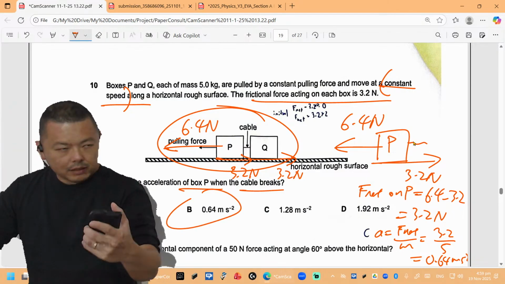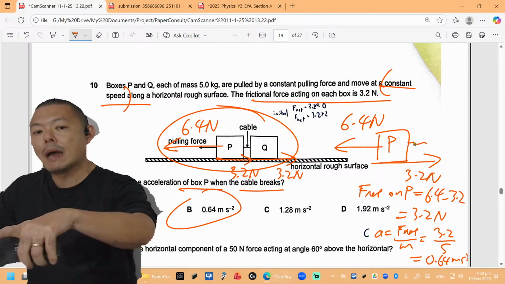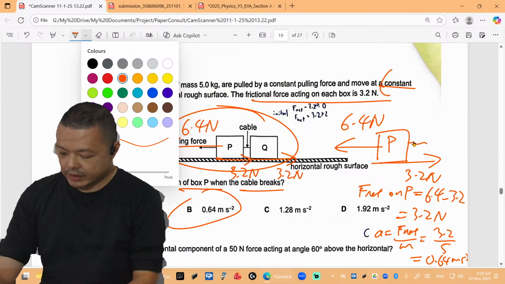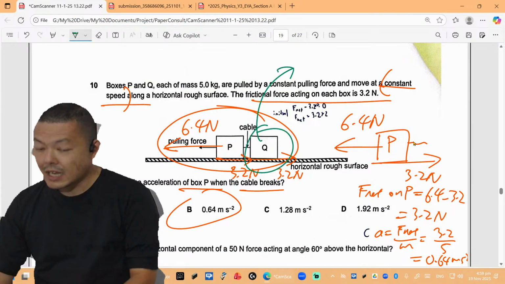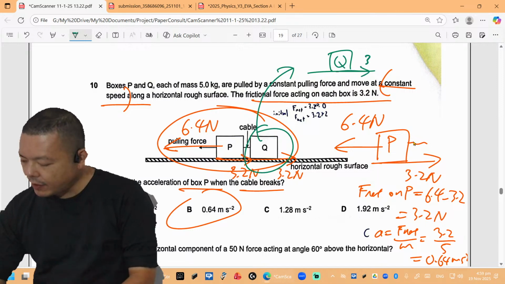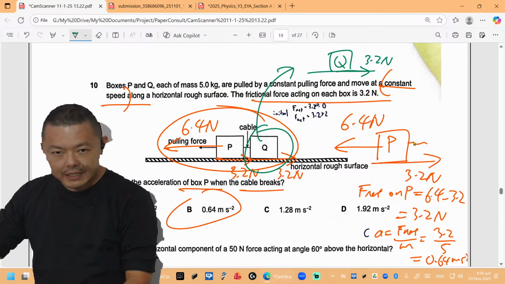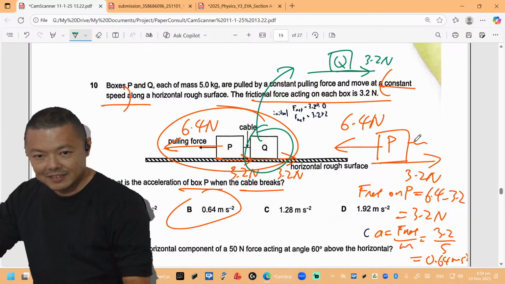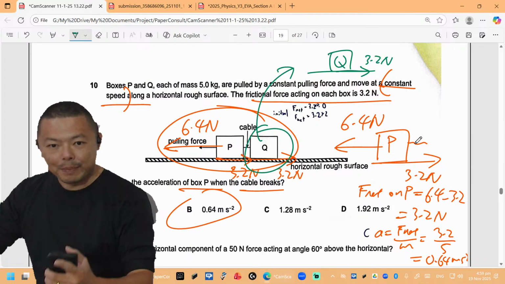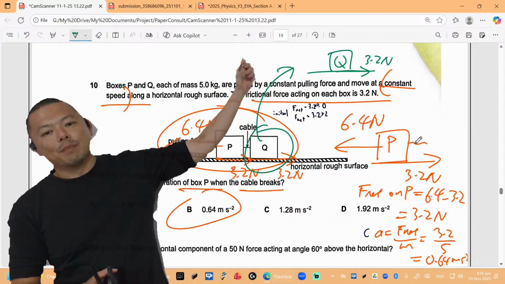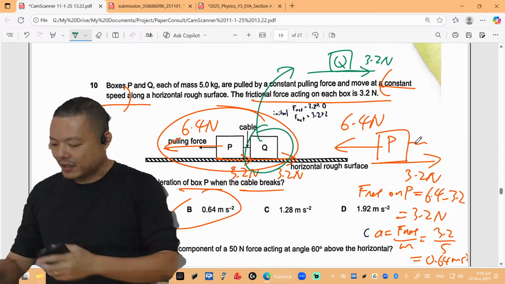So box P accelerates. What will happen to box Q when the cable breaks? Let me give you an extra question. What will happen to box Q? It would decelerate. Why would it decelerate? There's no more pulling force, but there is still friction. So it decelerates. What's the deceleration of box Q? Same magnitude but different direction. P is getting faster, Q will get slower, but of the same magnitude. Okay, good. Next question.